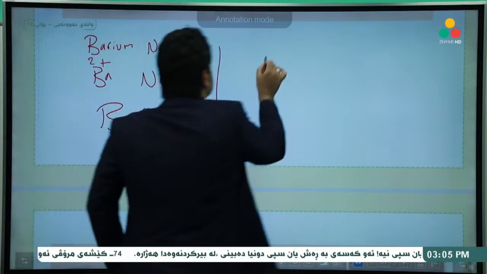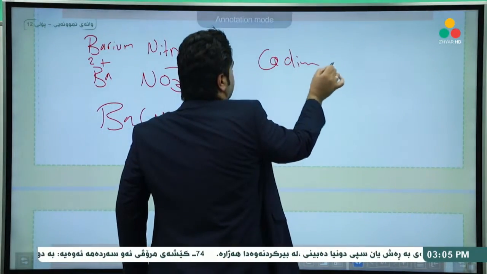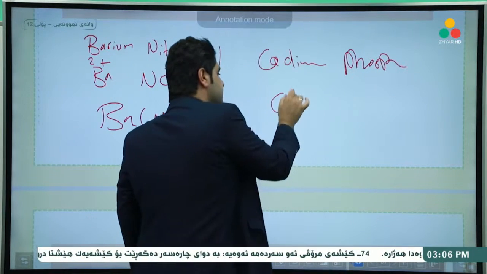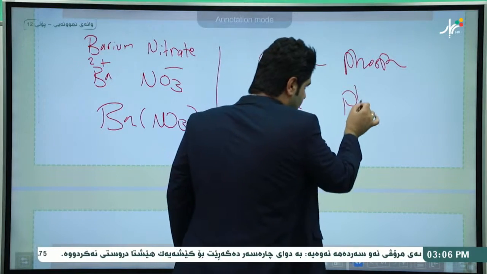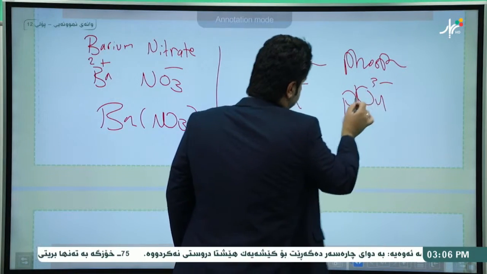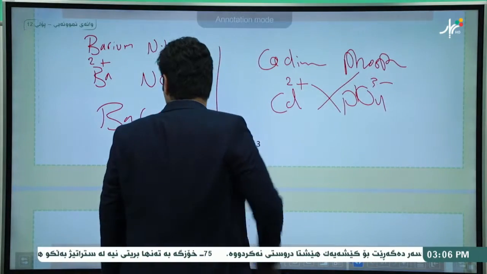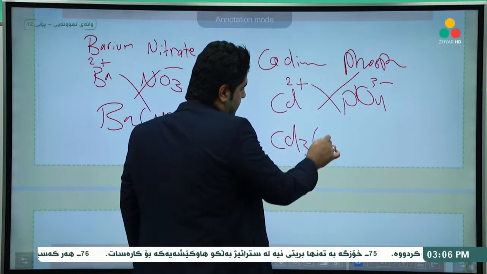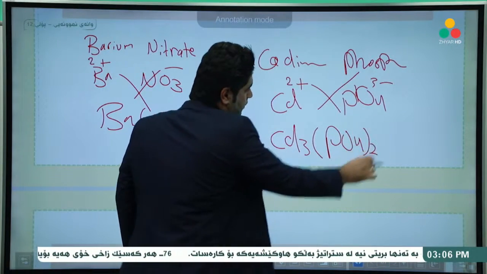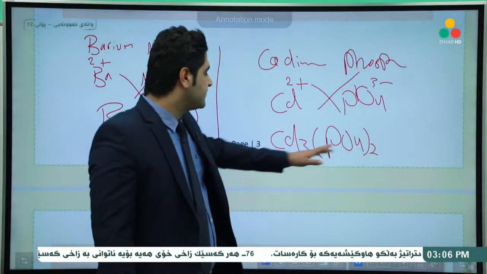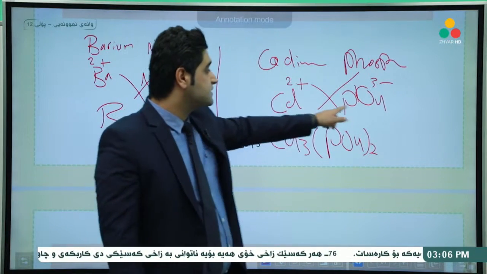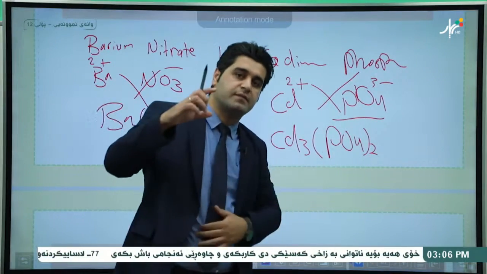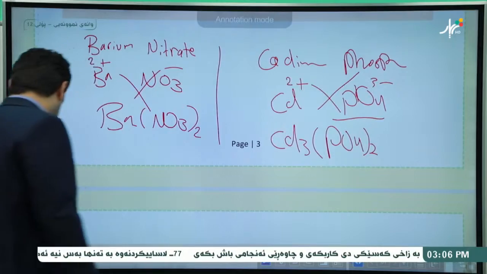Another example, cadmium phosphate. Cadmium is Cd +2, phosphate is PO4 -3. Using the crisscross method, we get Cd3(PO4)2. In here we used parentheses, but in the cadmium we didn't use them. Because phosphate is a polyatomic ion, when we have a subscript bigger than 1, we should put it in parentheses.